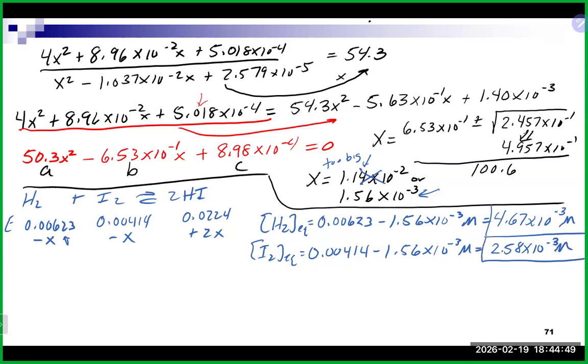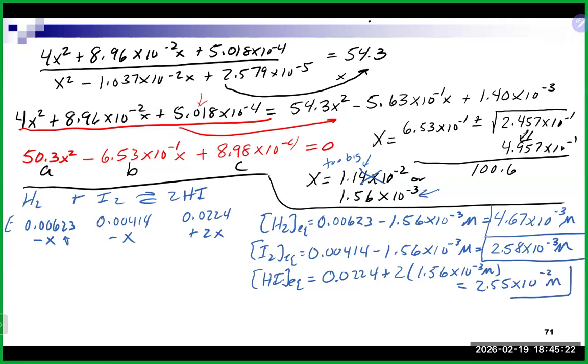And lastly, our HI at equilibrium is going to be 2, no, not 2, actually, there's an initial number there, 0.0224 plus 2 times our X value, 1.56 times 10 to the minus 3. And that's going to get us 2.55, I'll call it, 2.55 times 10 to the minus 2 molar in that case.